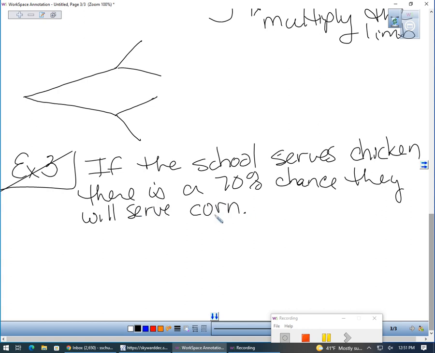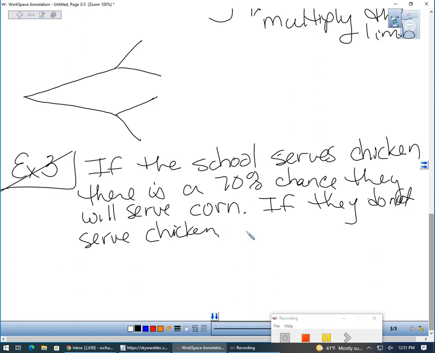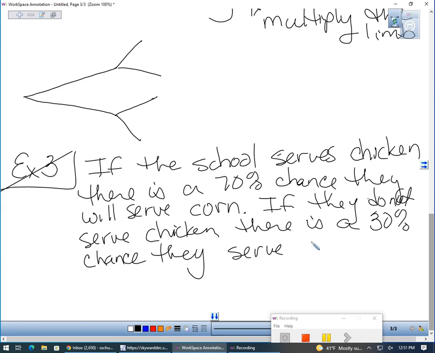All right, so that's the first part. If they do not serve chicken, I'm going to add that in here. You don't have to write that if you don't want to. Serve chicken. There is a 30% chance they will serve corn. Seriously?